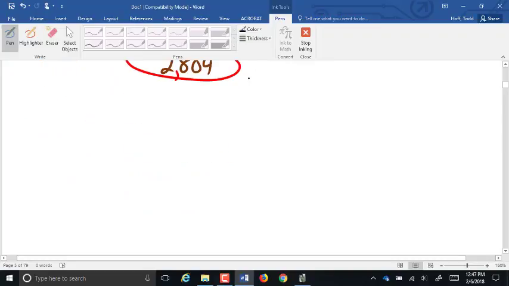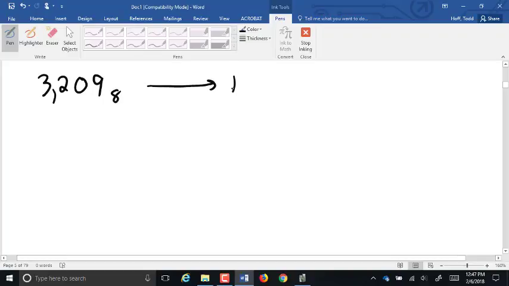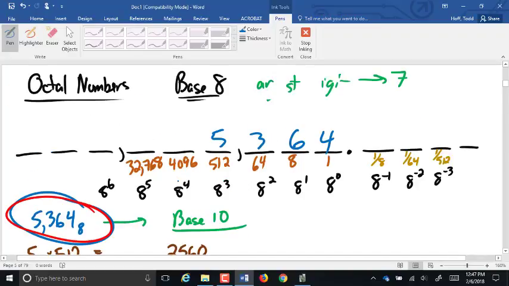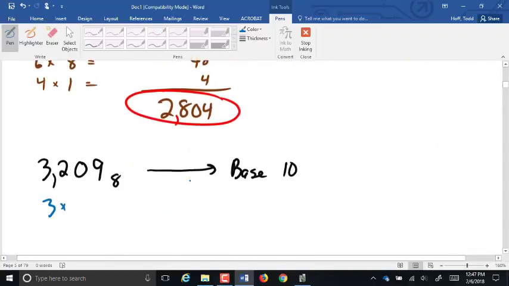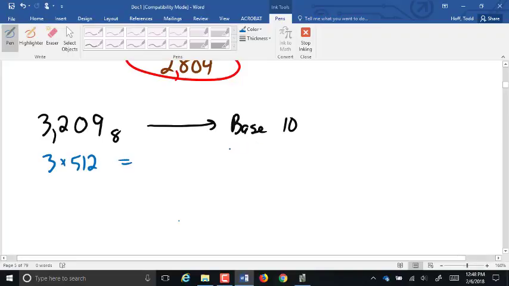So what if I want to convert 3209 base 8 into decimal base 10? The 3 is in what place value? If we look up here, that place value would be the 512, right? 8 to the third. So 3 times 512 is 1536. The 2 is in which place value? 64. 2 times 64 is 128.